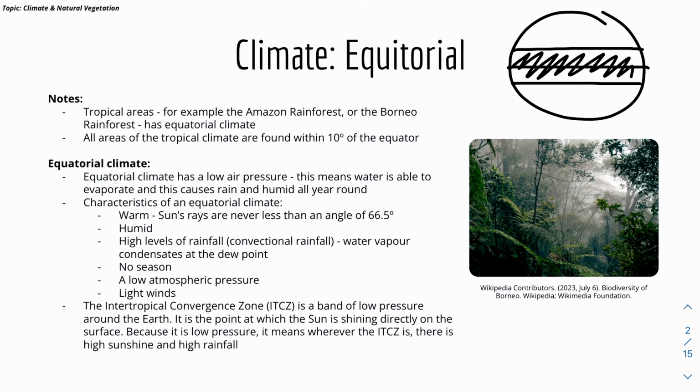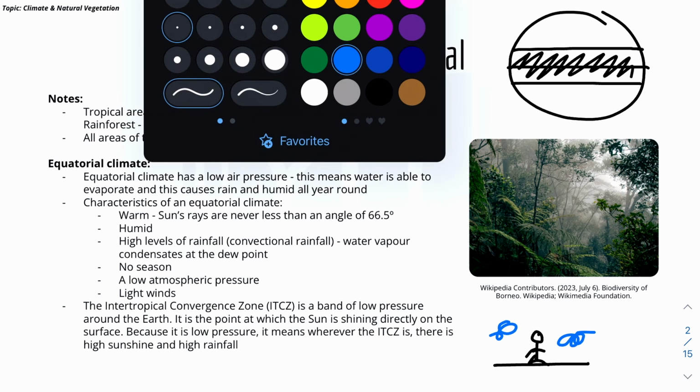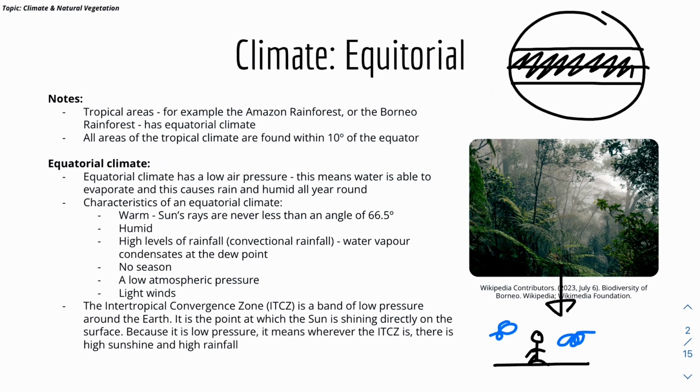And here are some notes on the equatorial climate. The equatorial climate has low air pressure. This means that water is able to evaporate, and this causes rain and humidity all year round. One way to think about this is to imagine you're on the ground right here, and there is some water in the air. If it were very high pressure, think of it as the water cannot evaporate, and this cannot form clouds. Whereas if it were low pressure, this means that the water is able to evaporate and form clouds, which means that it'll rain. So that's low air pressure versus high air pressure.